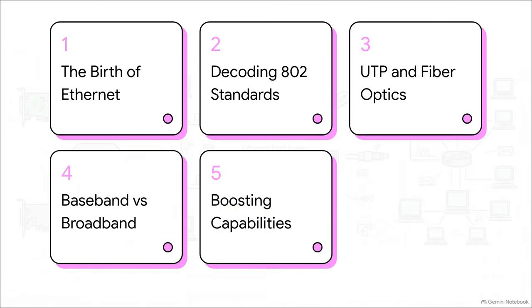Here is our roadmap for today. 1. The birth of Ethernet. 2. Decoding the 802 standards. 3. UTP and fiber optics. 4. Baseband versus broadband. And 5. Boosting speed and distance. Let's get right into it.